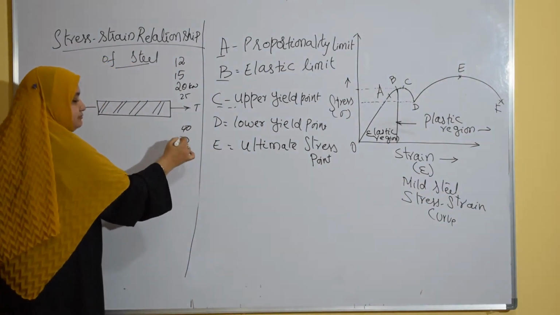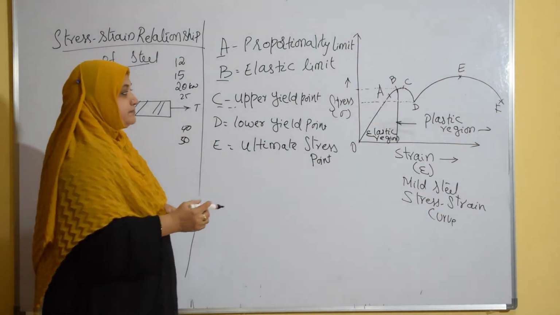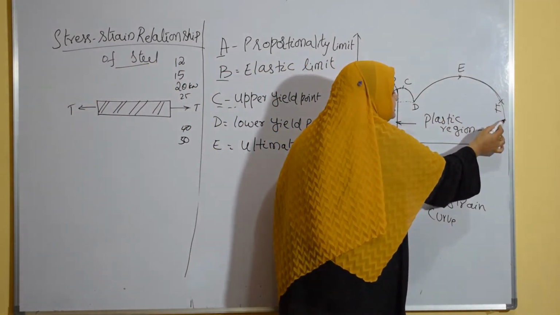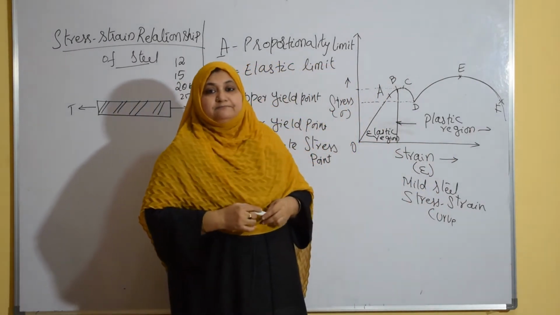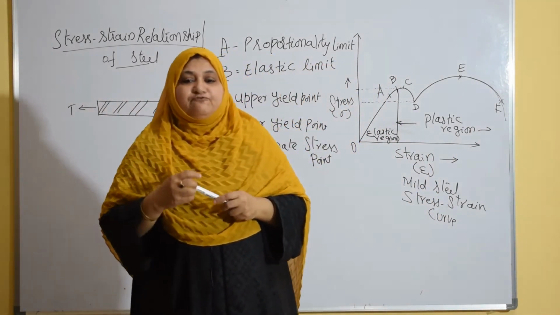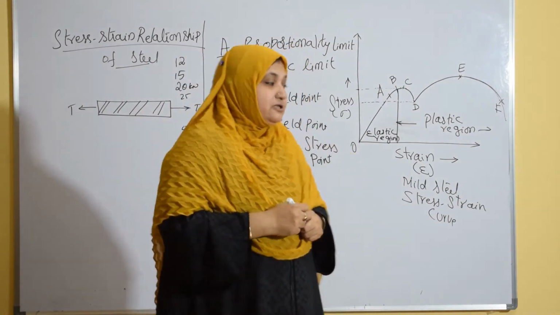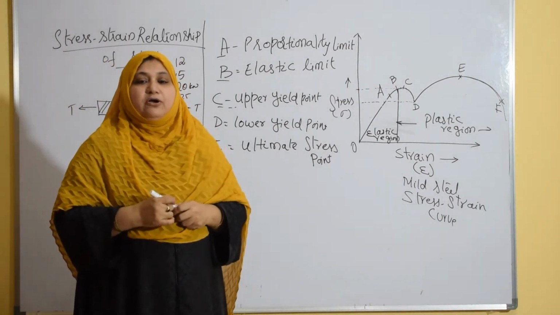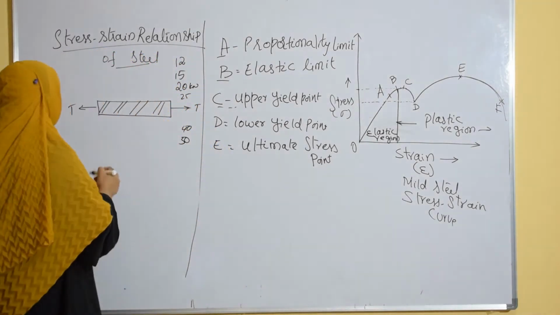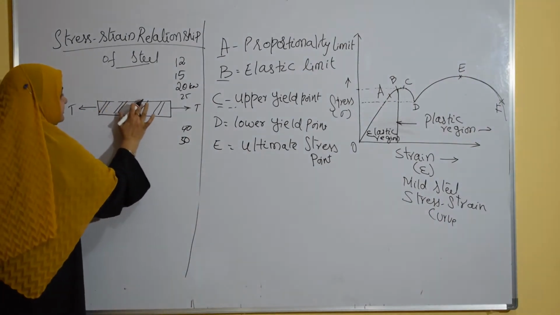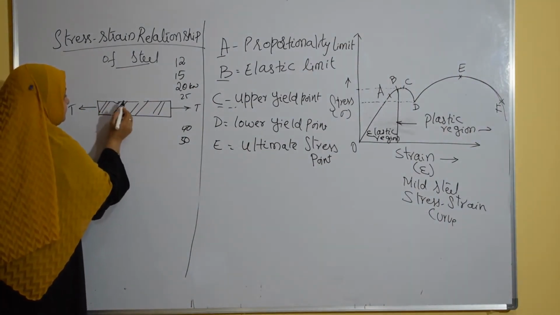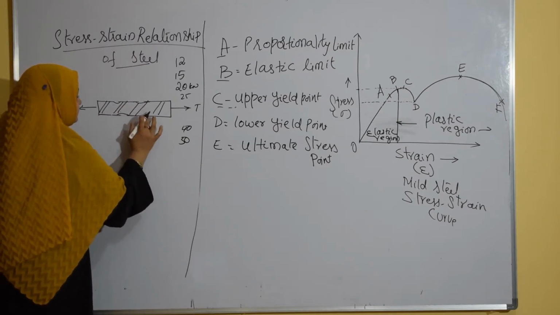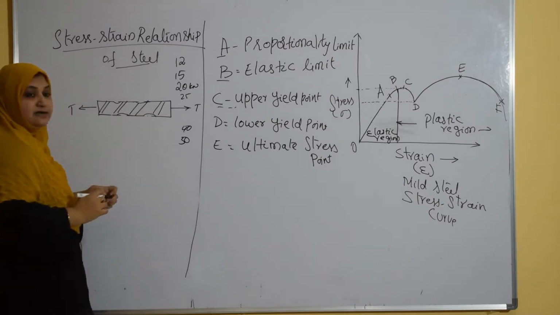You are further increasing the load, say 50 kilonewton. Then the curve falls, and there will be some point F on this falling curve. If you further increase the load beyond E, the rod will undergo some local reduction. See, this is the rod, and as you increase the load, some local reduction in the cross section of the material takes place.